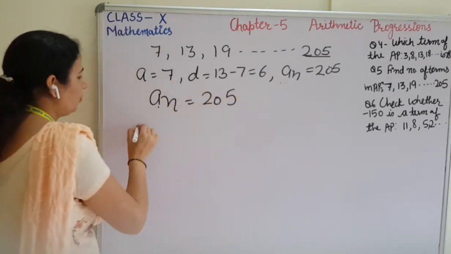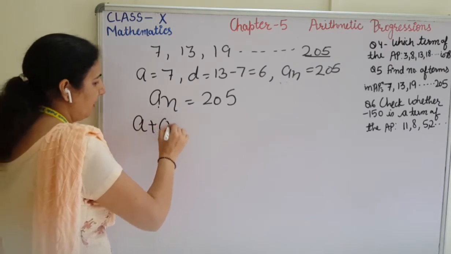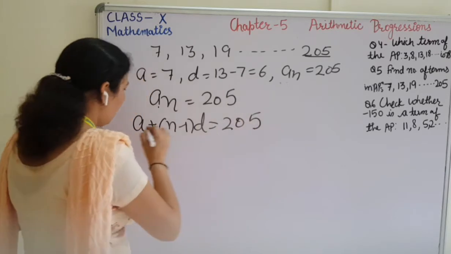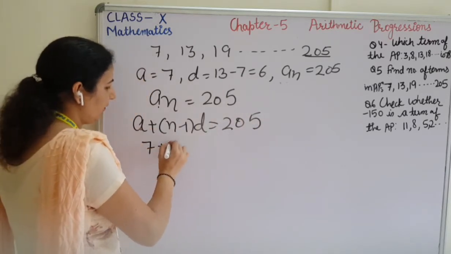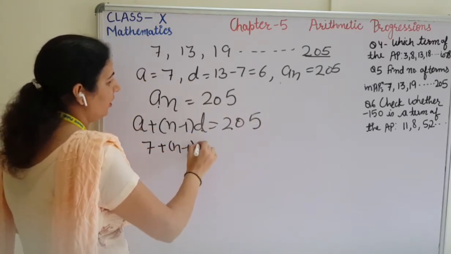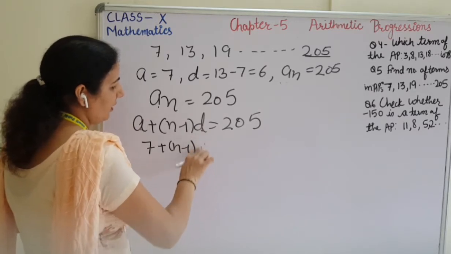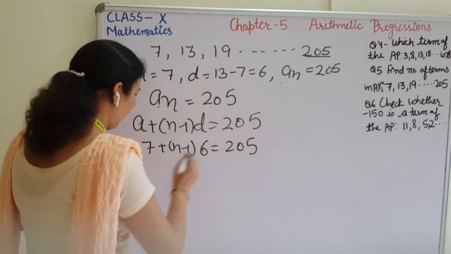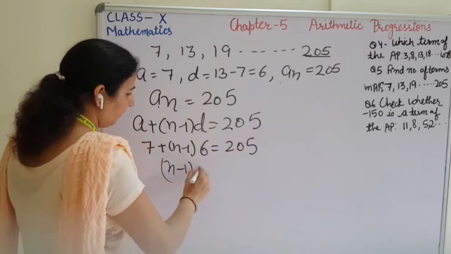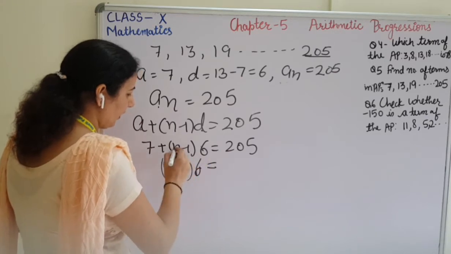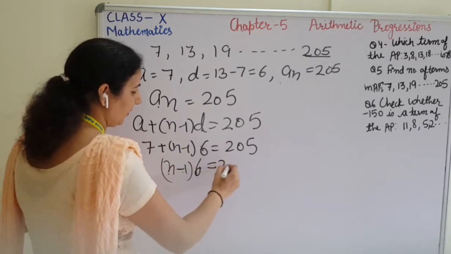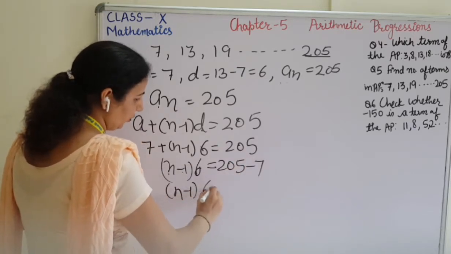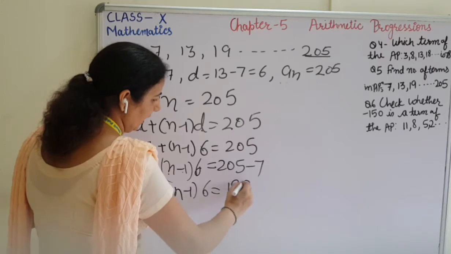Now I am going to use the formula of An. A plus n minus 1 into D is equal to 205. What is the value of A? 7. And the value of D is 6. So 7 plus n minus 1 into 6 is equal to 205. I already told you that we are not going to calculate n directly. First we will calculate n minus 1: 205 minus 7. So n minus 1 into 6 is equal to 198.